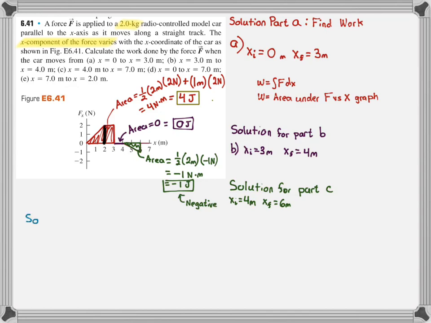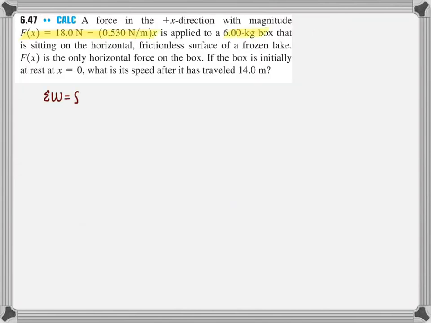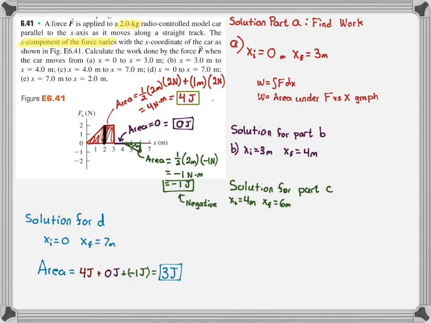So it's actually negative work being done. And for the last part, part D, they want us to find the total work done from 0 meters to 7 meters, and the total work done is just all the work added together. So we can just add up all the parts from parts A, B, and C, and we find that the total work done was 3 joules.